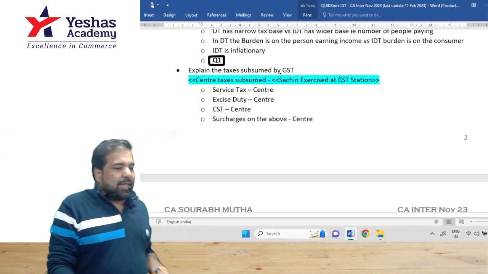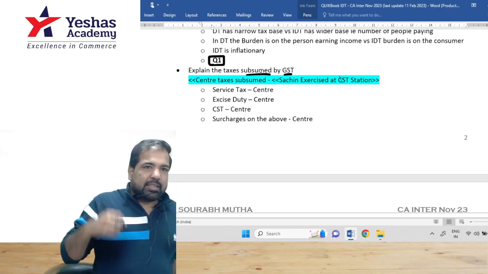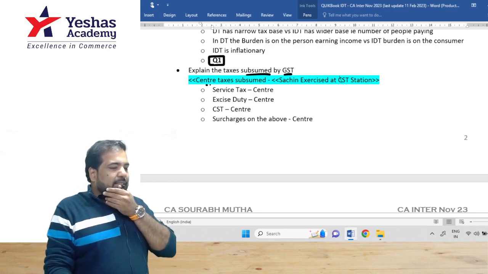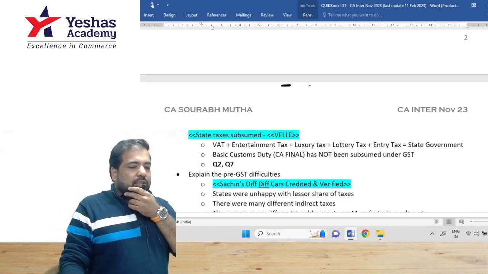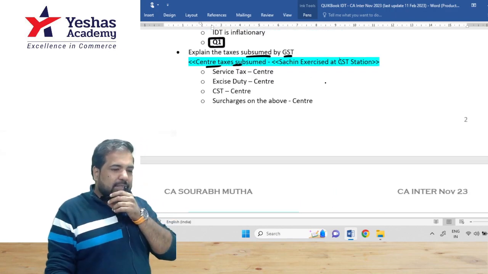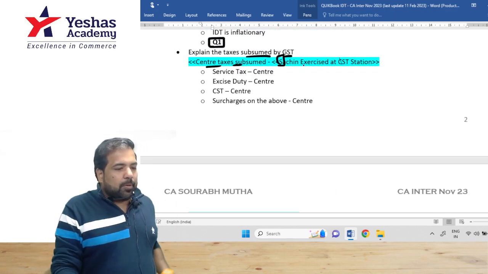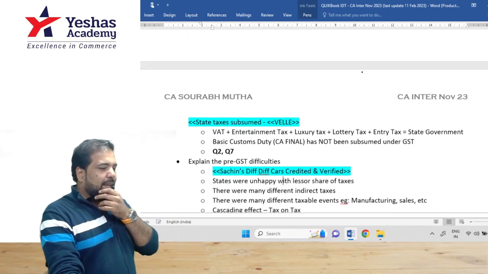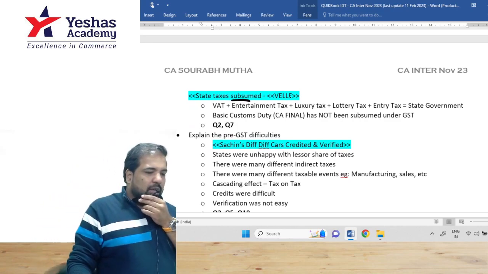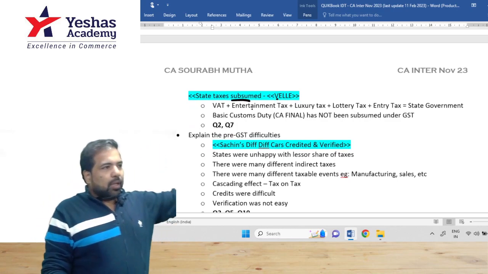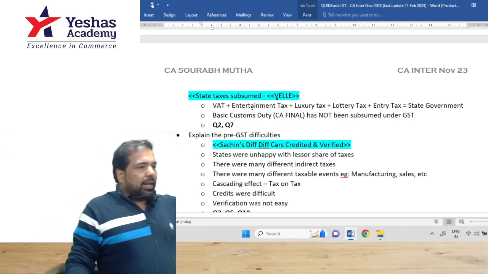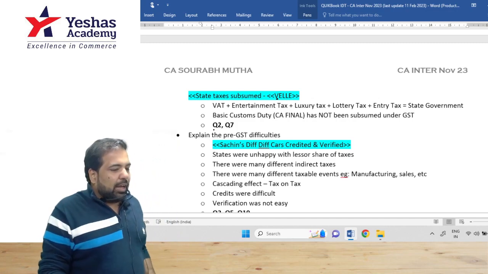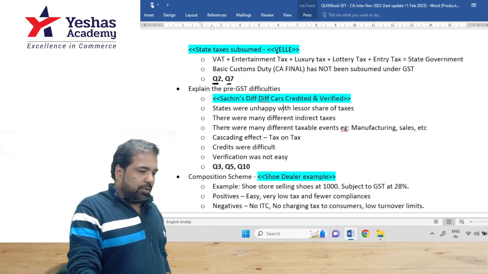Now, has GST subsumed a lot of taxes? Yes. The Centre's taxes subsumed have a shortcut: excise, CST, service tax, and surcharges, which you will know in DT, guys. And next, state taxes subsumed or replaced: VAT, entertainment tax, and others. Now you can do the second and the seventh question here.